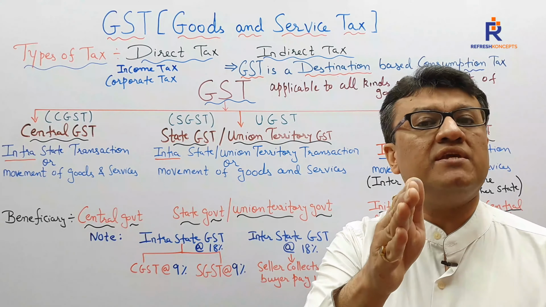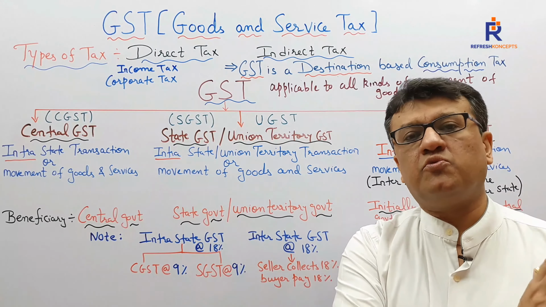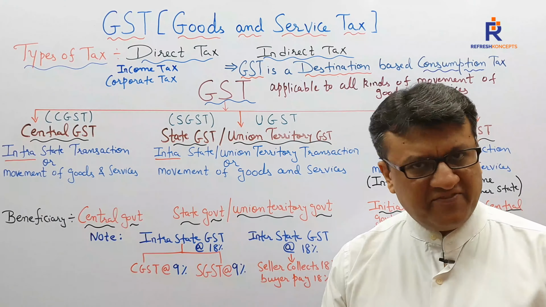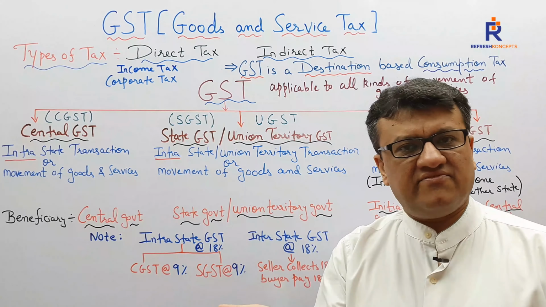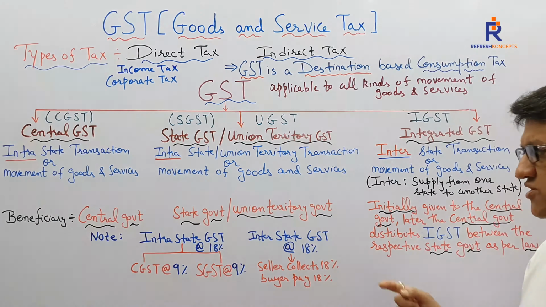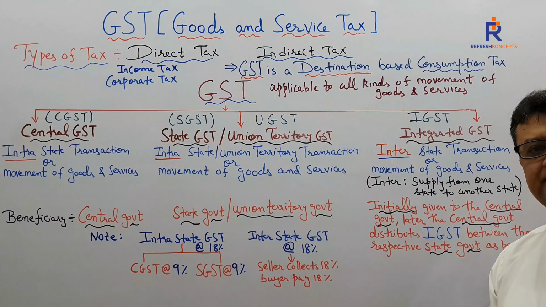Both are equal, mind you. If 20% is the GST rate, 10% should go to central GST and 10% will go to state GST. If 12% is the rate, 6 and 6 will each share. Are you getting me, children? Next is, how about interstate GST, IGST?